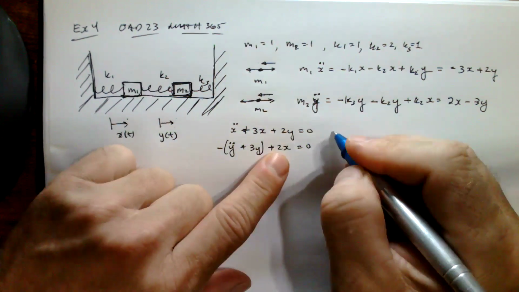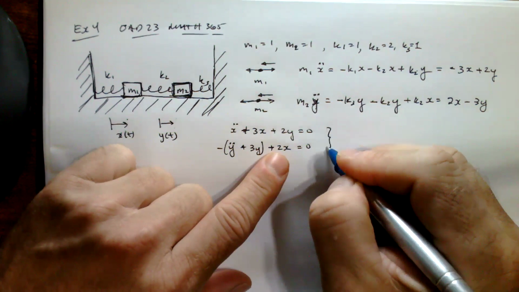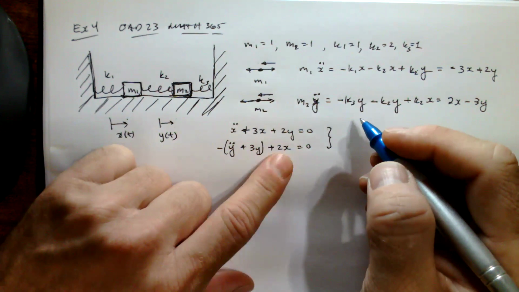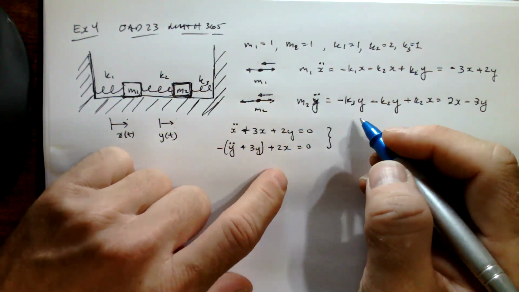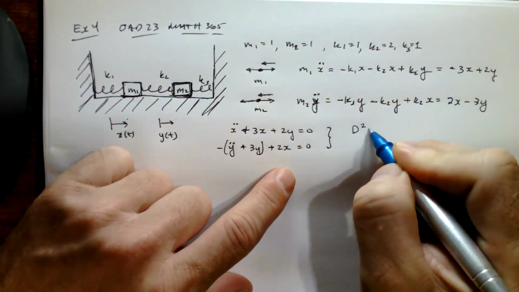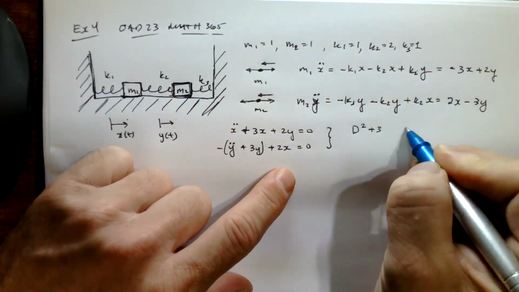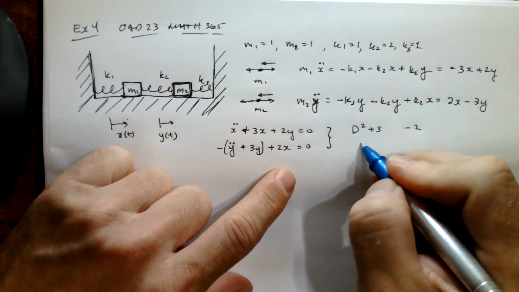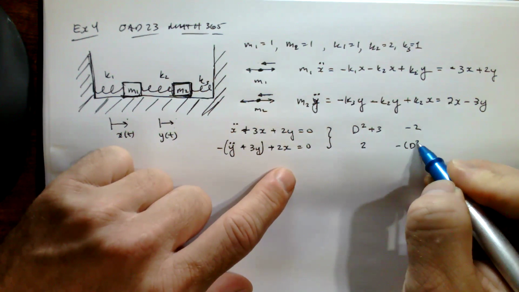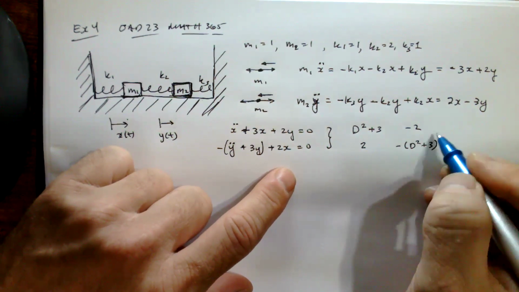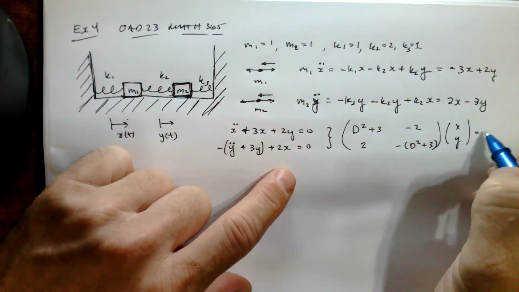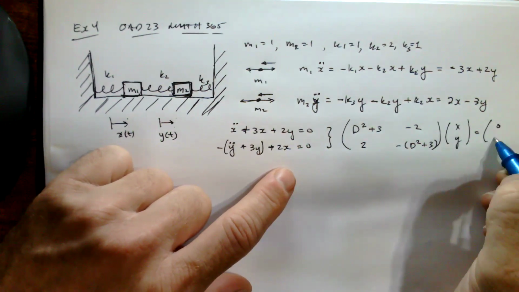And then realize that when we write this in the D notation, this term here is going to look a little bit different because of the minus sign. So this is going to equal D squared plus 3, minus 2, minus D squared plus 3, x, y, 0, 0.